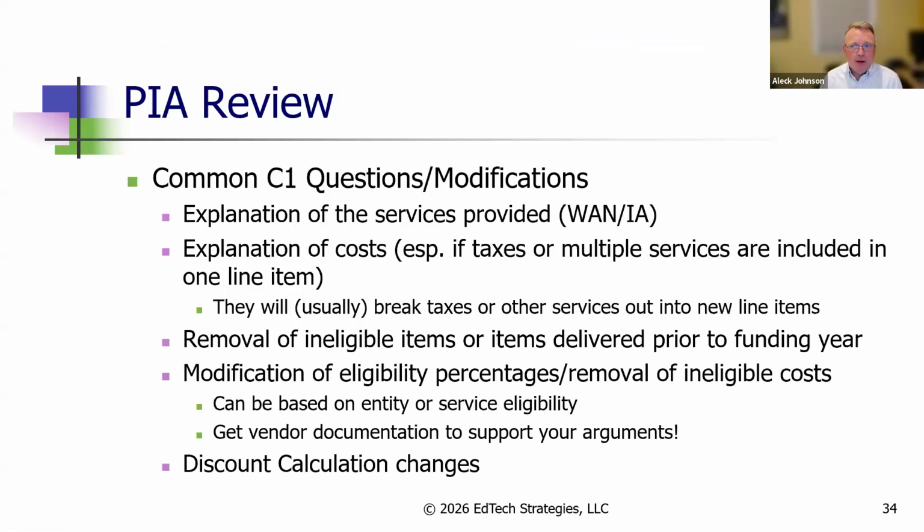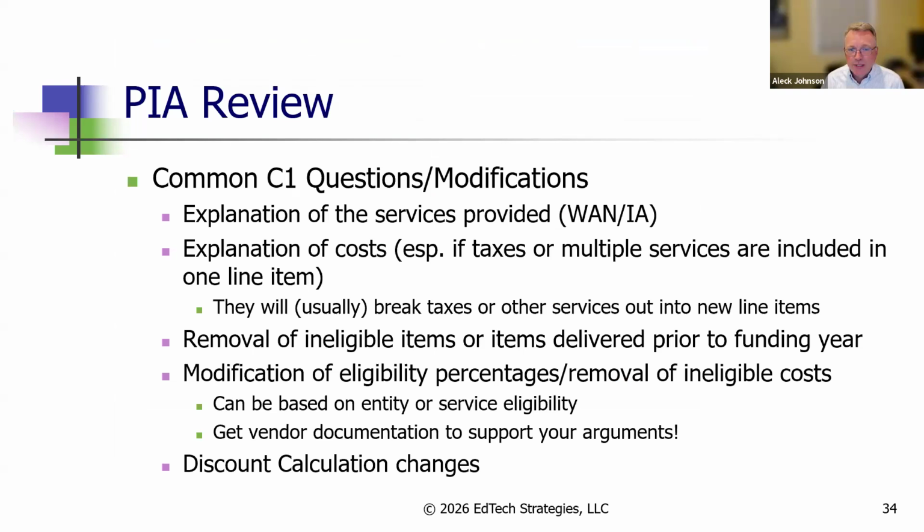So we talked a little bit about the common kinds of questions, but I want to go into a little more detail real quickly before we finish up. For Category 1, which is going to be your internet and telecommunication services, the most common questions that you'll receive will be explanations of the services that are being provided to you. So are they WAN services? Are they internet access services?